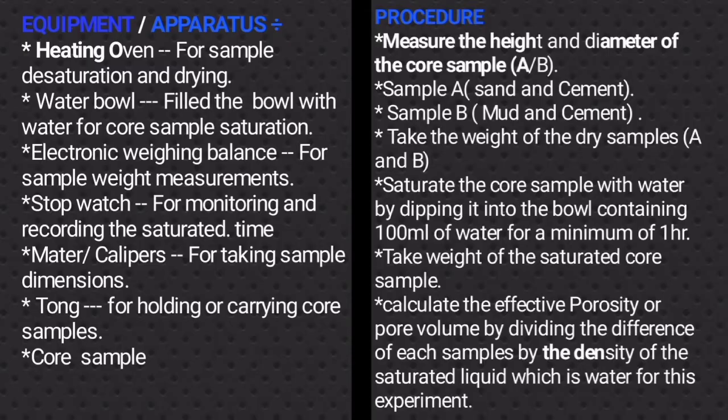For procedure, we measure the height and diameter of the core sample. Sample A is sand and cement, while sample B is mud and cement. We have to take their various weights when it is dried and after it has been soaked in water. Then calculate the effective porosity.